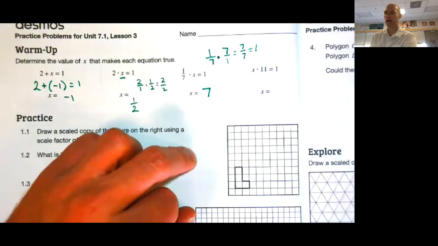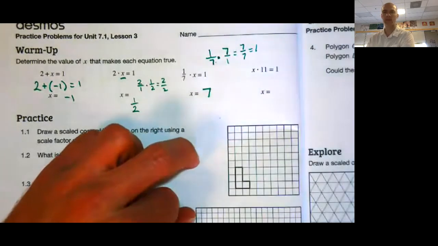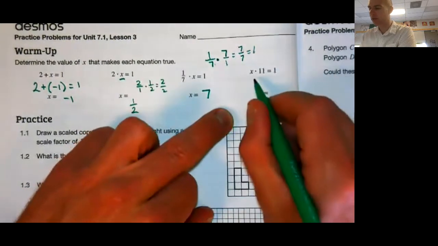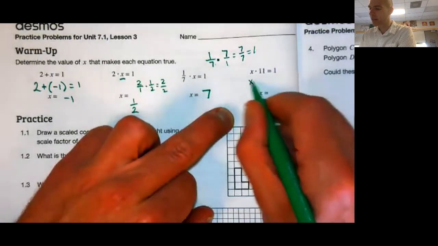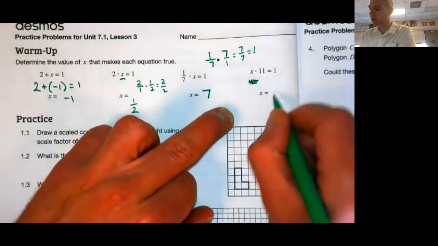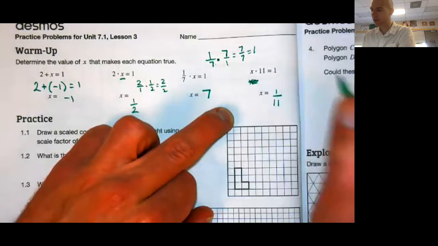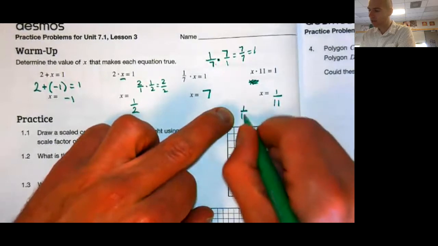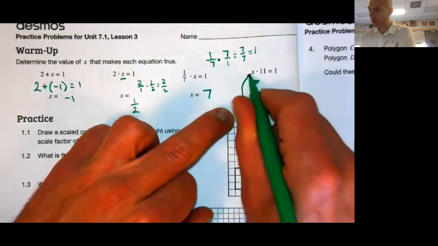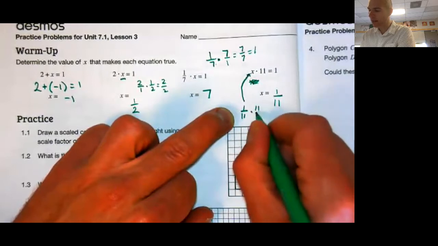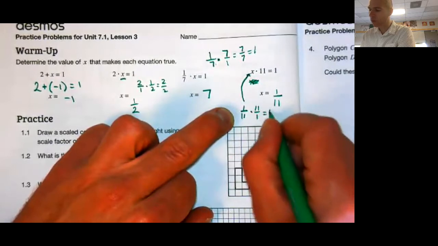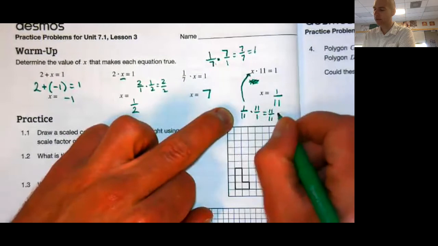And lastly, for all the same reasons, all the same logic we've talked about in the last few, x is going to equal 1/11 on this one, because 1/11, if we put it where the x goes here, and then multiplied it by 11, aka 11 over 1, we would get 11 over 11, which equals 1.